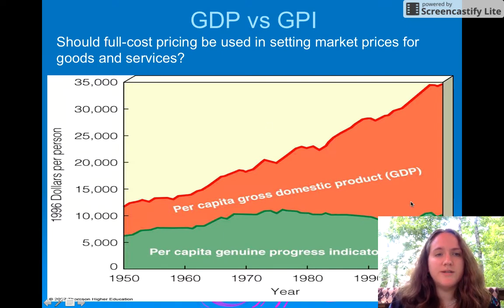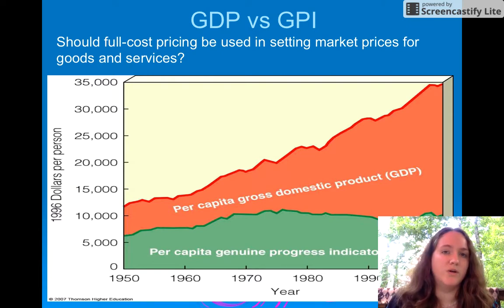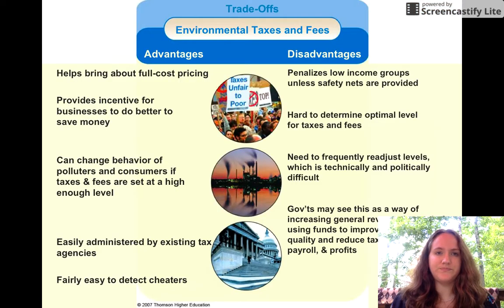So a question we're going to be talking about is, should we include the full market pricing when we're selling prices for goods and services? So should we be including these externalities, the environmental costs of things? Is it good to be able to buy something at Walmart for 99 cents when it's $4.99 somewhere else?